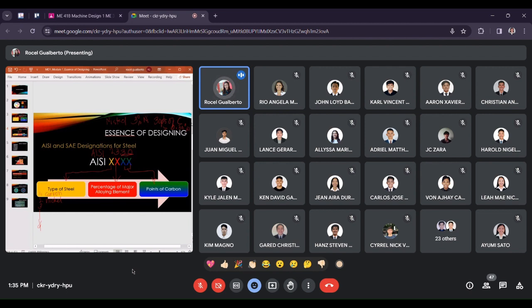What does our steel contain? What are the elements that make it up? What are the alloying elements that we add to it? Okay? Now, what if I see the SAE designation instead? SAE 2330. When we read SAE 2330, it is the same. We assume that these two are just the same.